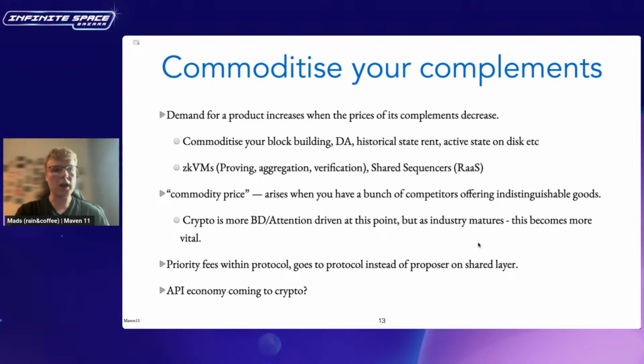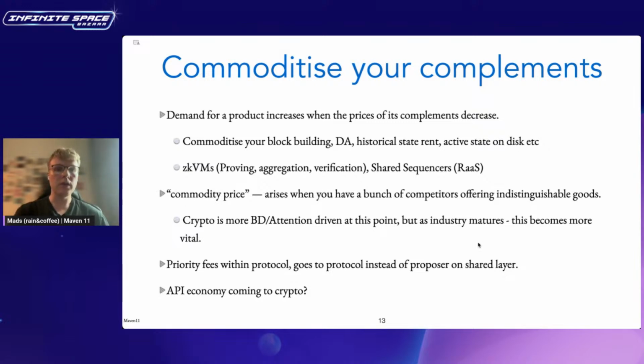So the things that you can commoditize, or that you can outsource to others, are things like DA, right? A perfect example is Celestia. It could also be block building, so you could utilize something like SUAVE because you want MEV-aware transactions and auctions to happen in a trustless, quote-unquote, environment. It could also be historical state rent. Maybe you want to outsource the state rent because you don't want to be running a large node that keeps all of this state stored. It could also be things like running all active state on disk for state that you're executing.